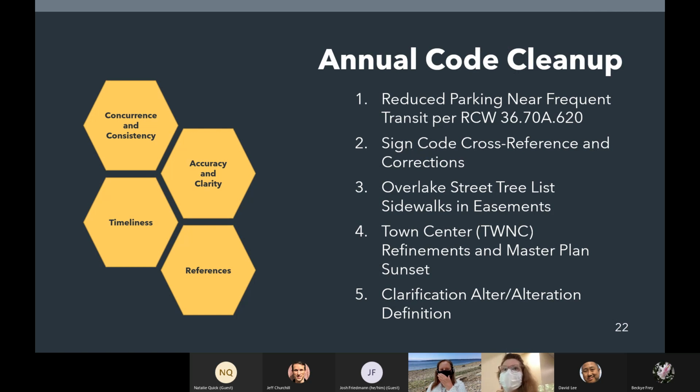Some additional code cleanup components include parking near frequent transit. So there's a requirement that all cities in Washington reduce parking requirements near certain distances from high capacity transit lines. Sign code updates and corrections. Our street tree list is being updated after several years. And then the Redmond Town Center master plan sunset updates to the zoning code and clarification of what is an alteration. We're going to walk through each one of these, or I believe Town Center.